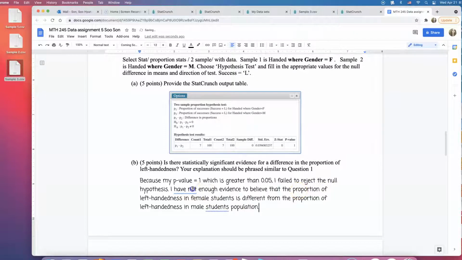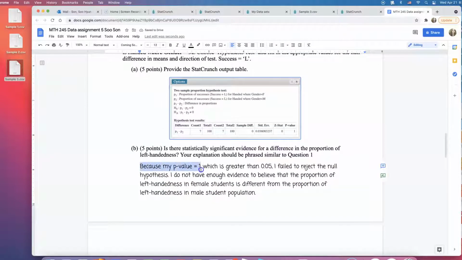So that's my sentence. I think I mentioned everything. I mentioned that my p-value is 1, which is greater than 0.05. And then I said I failed to reject the null hypothesis. I don't accept it, but I did fail to reject it. So my conclusion was inconclusive, right? I do not have enough evidence to believe the alternative. I do not have evidence to believe that the proportion of left-handedness in female students is different from the proportion of left-handedness in the male student population.